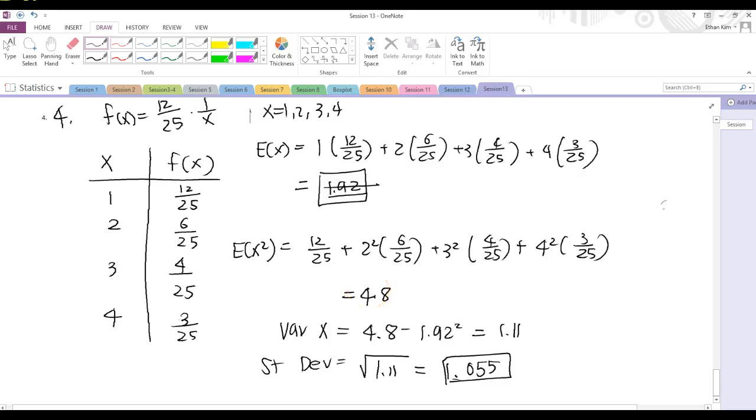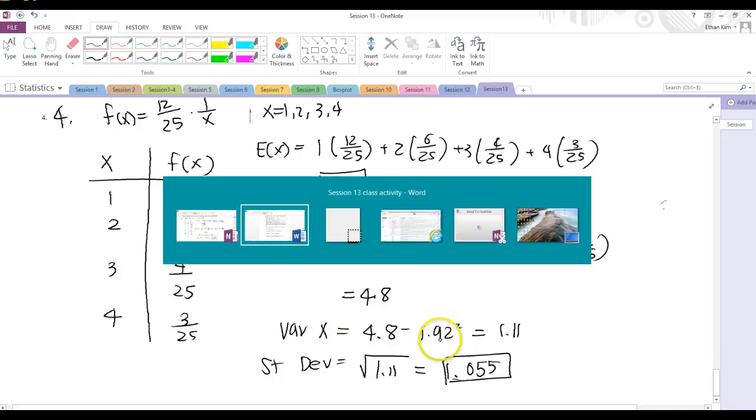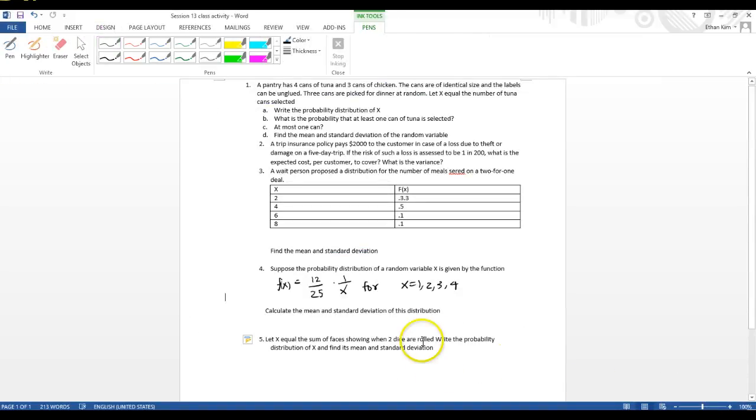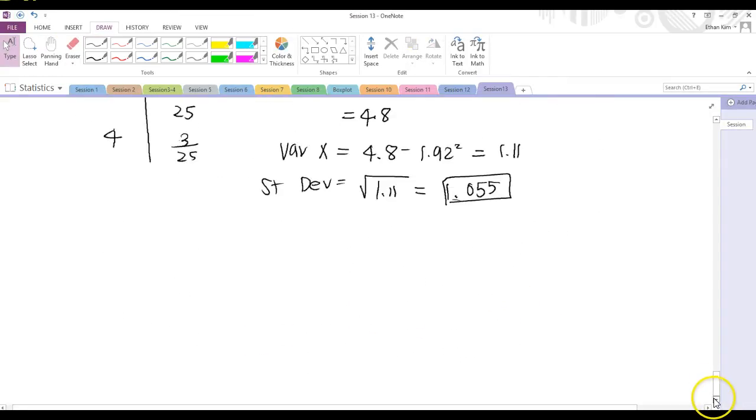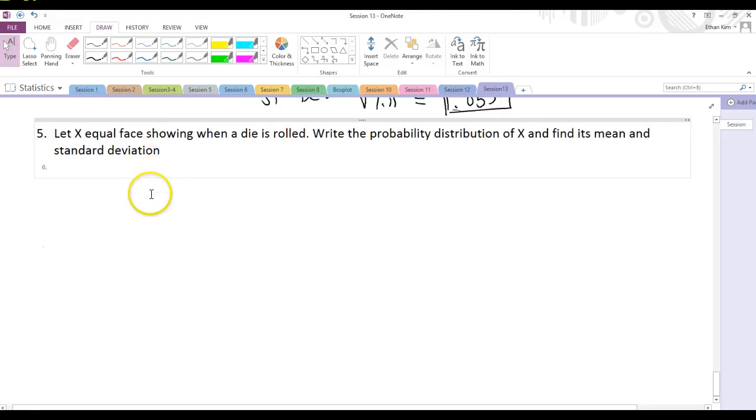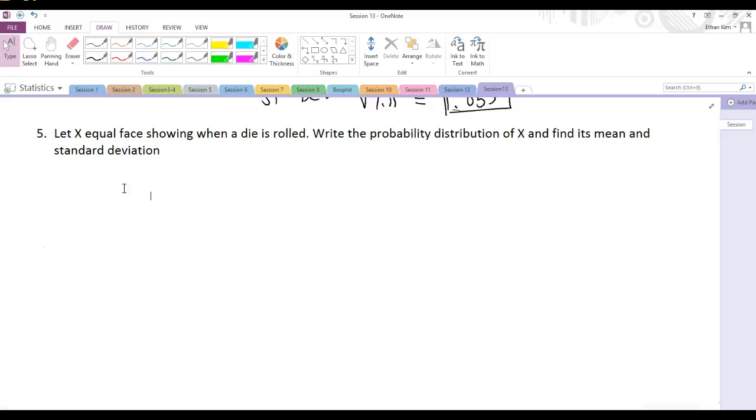Okay. And moving on to the last question. So we're rolling a dice. Okay, so this is the last question. It says, let x equal the face showing when a die is rolled, and write the probability distribution function of x and find its mean and standard deviation. Alright, so let's first come up with the probability distribution. So this is x, and this is probability x equals little x.